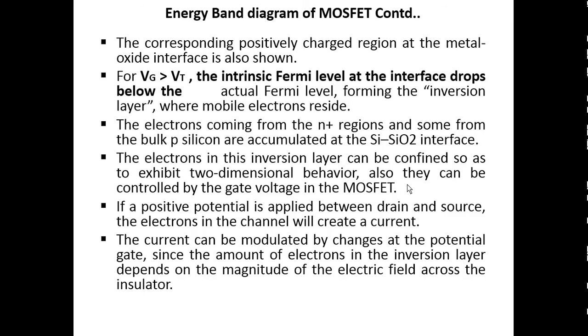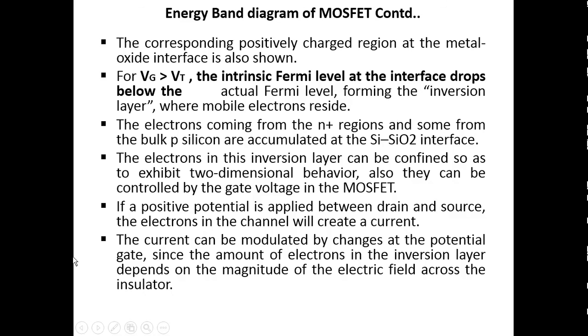So they can be controlled by the gate voltage in the MOSFET. This two-dimensional motion of the electron can be made possible by controlling the gate voltage. That is why this particular device is called a two-dimensional electron device, which will exhibit the two-dimensional behavior. If a positive potential is applied between drain and source, the channel will carry a current. That is the drain current.